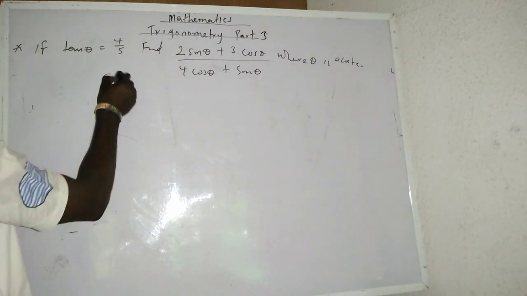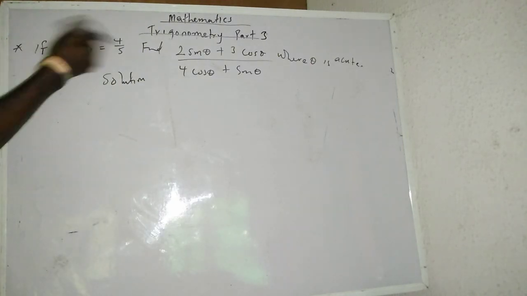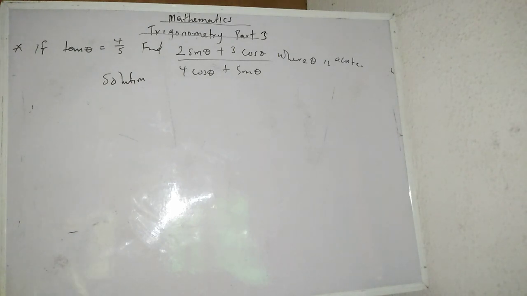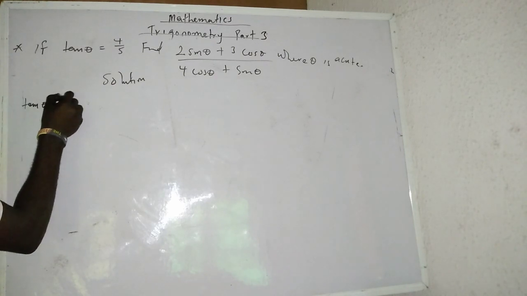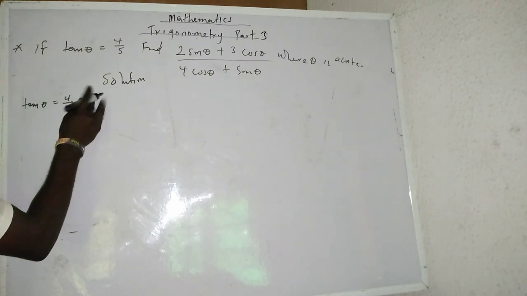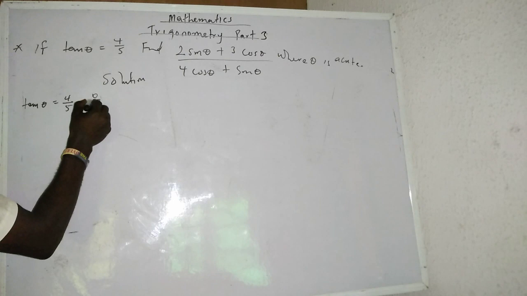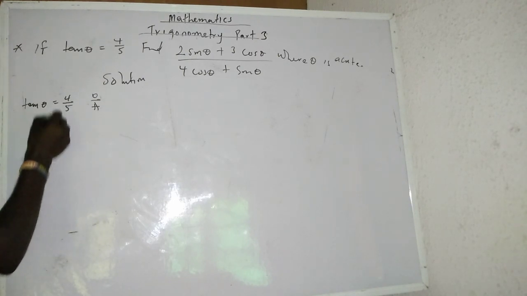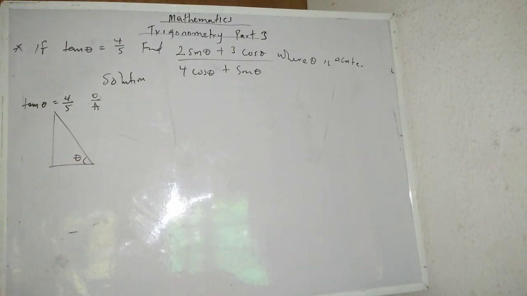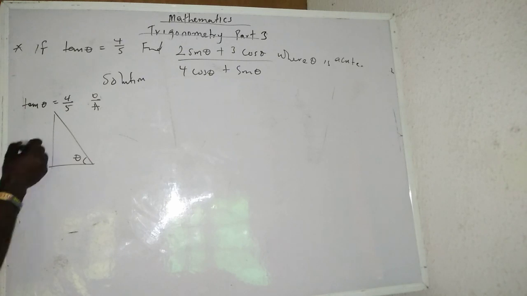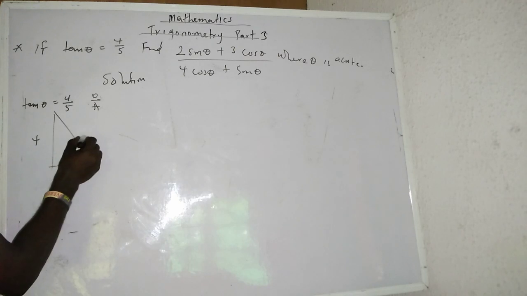Now, the solution of this problem. I have tan theta, which is equal to 4 over 5. Going back to our ratio, tan is opposite over adjacent. So I have my theta, my opposite is 4, and my adjacent is 5. I can call the third side x.